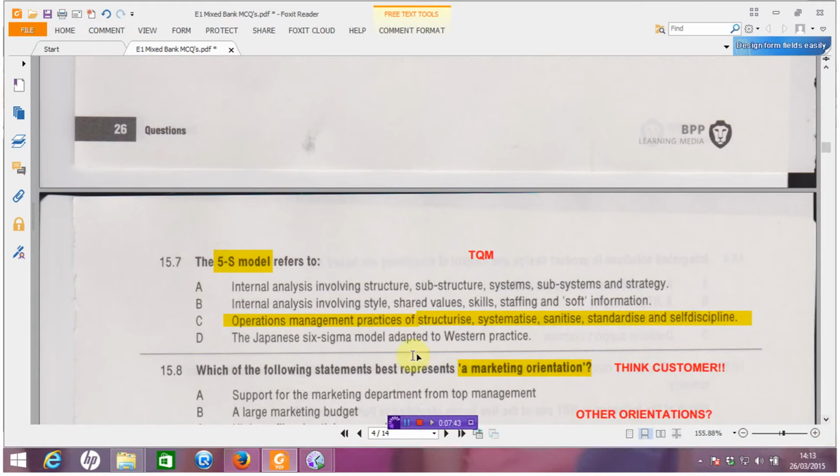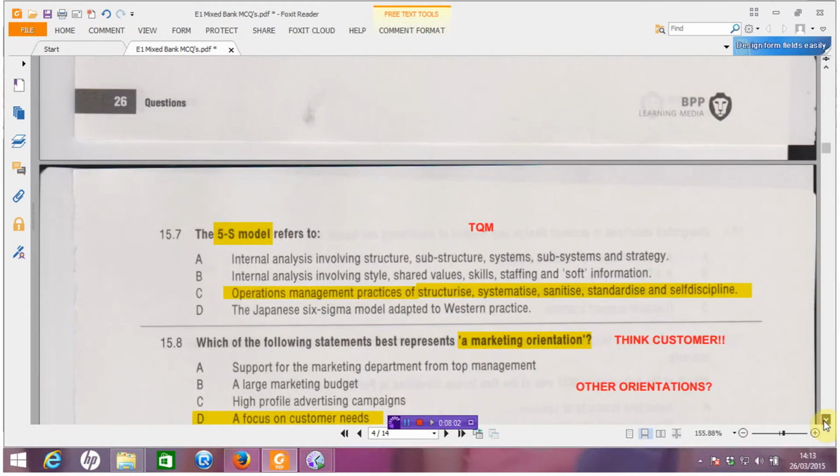this idea that we sort of build quality in, we constantly check it, we use quality circles, etc. And this 5S model, although I think the original words are Japanese, we should try and remember just that structurized, systemized, sanitized, etc. That is the 5S model. So some rote learning required there. These other ones are just distractors for us. So C is the answer in this case.